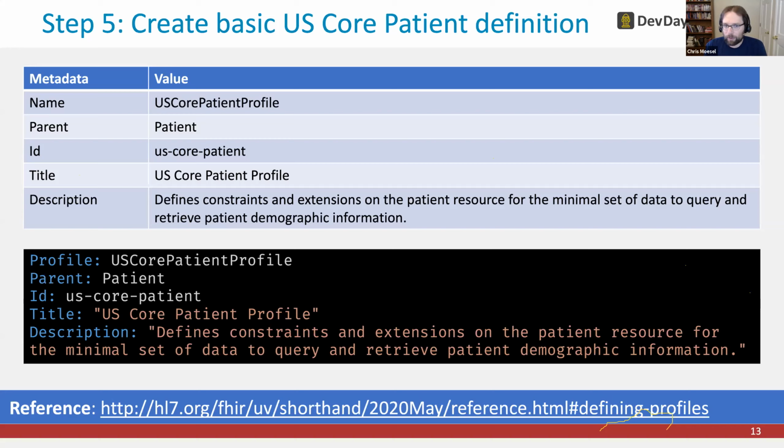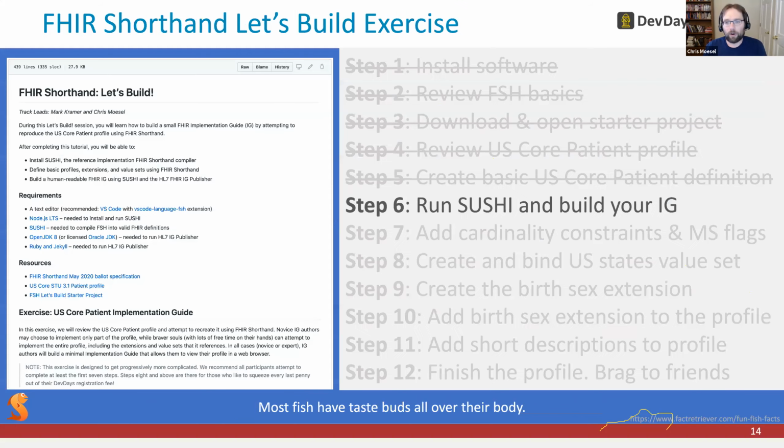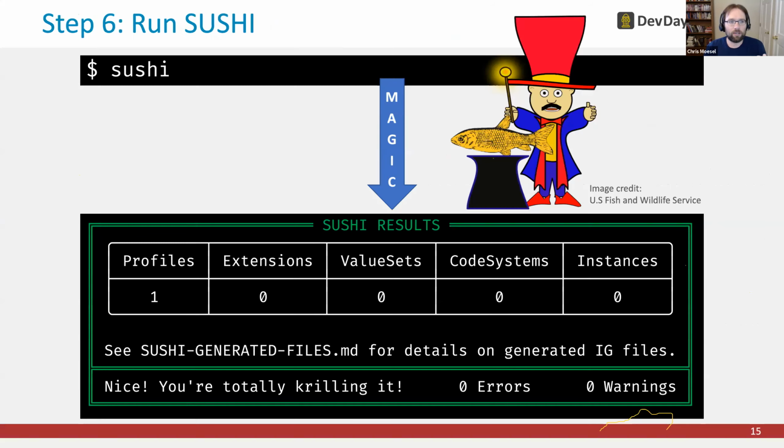So let's see what we've done. We haven't done anything too interesting here, but we do want to check our work. And so we're going to go on to step 6, and then after step 6, I'll take a pause, see if there's any questions. But we want to run Sushi and build our IG. So again, Sushi is a special tool that we've built that can actually translate FHIR Shorthand into the formal FHIR structure definitions and other resources.